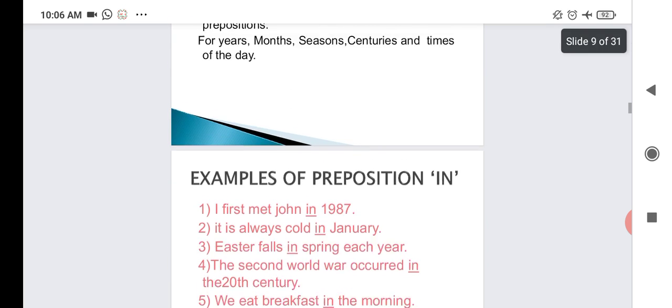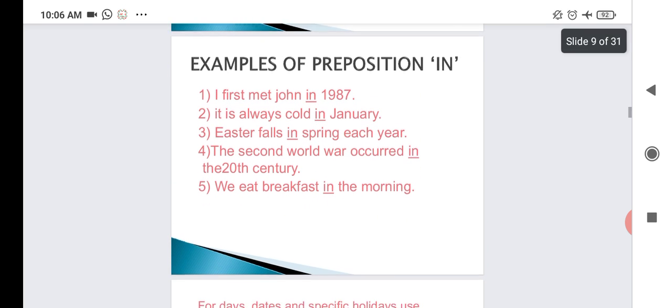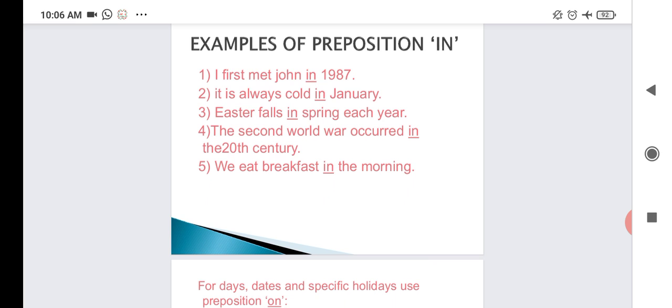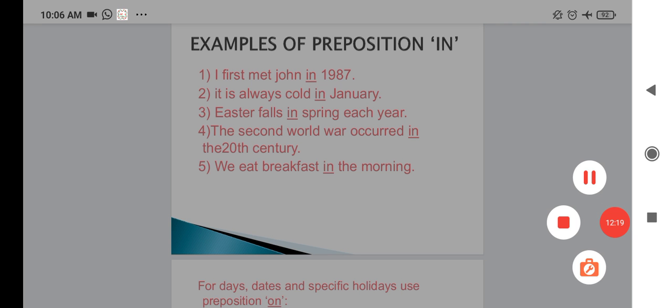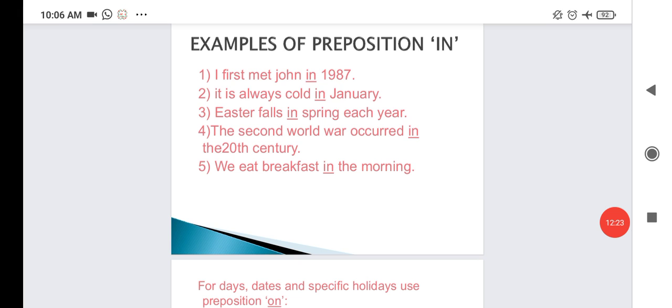Now, moving on to preposition in. We are still understanding time prepositions, in which we will see examples of in. I first met John in 1987. It is always cold in January. Easter falls in spring each year. The Second World War occurred in the 20th century. We eat breakfast in the morning.